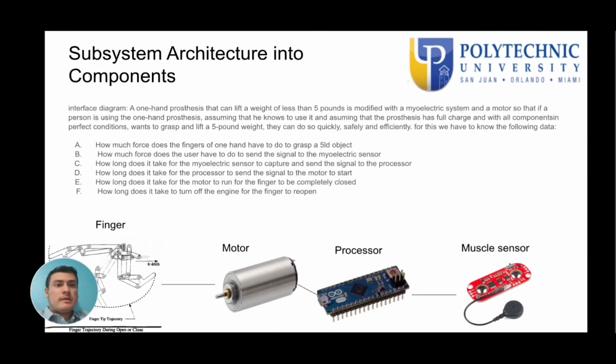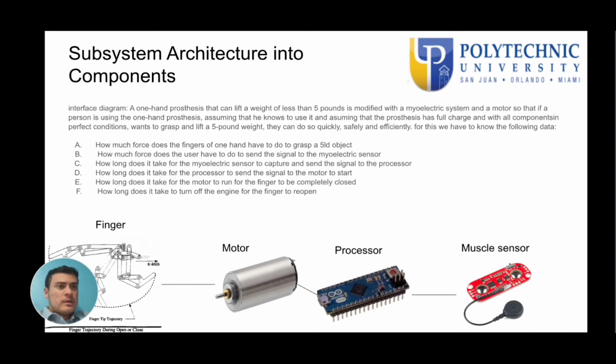A one-hand prosthesis that can lift a weight of less than 5 pounds is modified with a myoelectrical system and a motor so that if a person is using the one-hand prosthesis, assuming that he knows how to use it and assuming that the prosthesis has full charge and all components in perfect condition, wants to grab and lift a 5-pound object, they can do it quickly, safely, and efficiently.